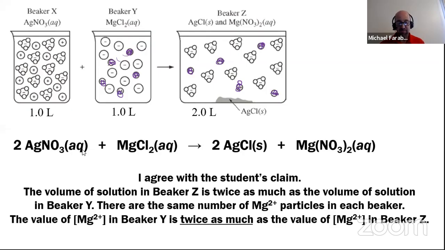So I would agree that since we have double the volume in beaker Z, that concentration should be half as much. So there are the same number of magnesium particles in each beaker, but since the volume in beaker Y is essentially half as much as that of Z, the concentration of magnesium is twice as much.